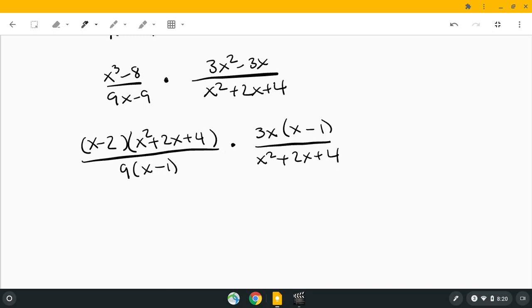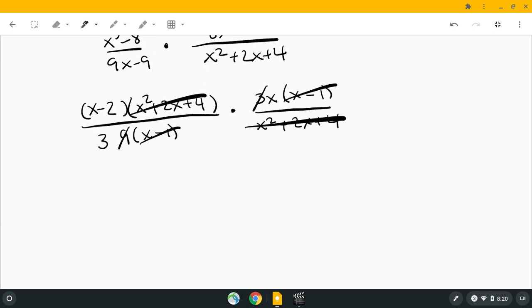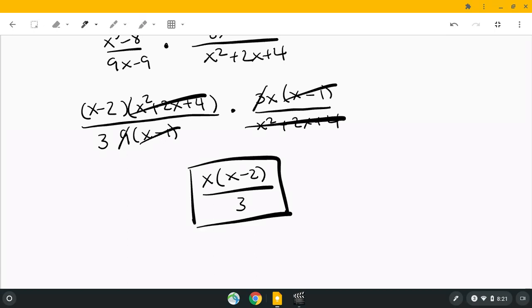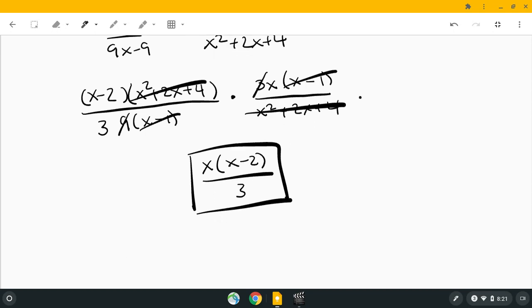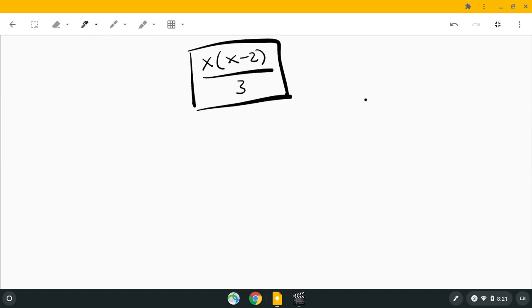So this one and this one cancel. The x minus 1s cancel. And this little 3 here cancels with the 9. So we are left with, I like to put the x first, and then x minus 2, and then 3. You don't have to, but that's the way I like to write it. Okay, let's do this next example.